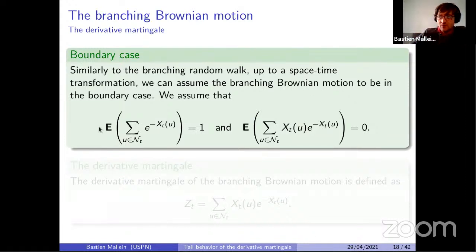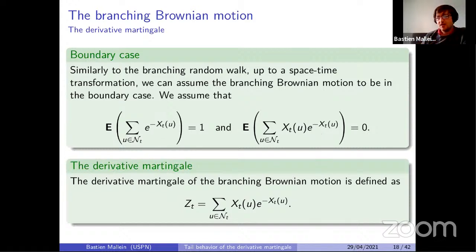So assume that when I look at the mean of the sum for all particles alive at time t, e to the minus position of the particle, this quantity, I can fix it to be equal to 1, and the expectation of the sum of X_t(u) e to the minus X_t(u) to be equal to 0. So in this situation, the derivative martingale is written like this. So it's exactly the same formula as in the branching random walk world, except that it is a martingale in real time instead of a discrete martingale.